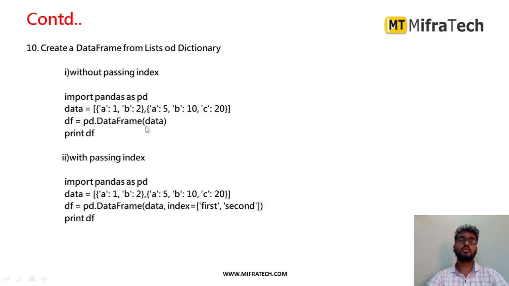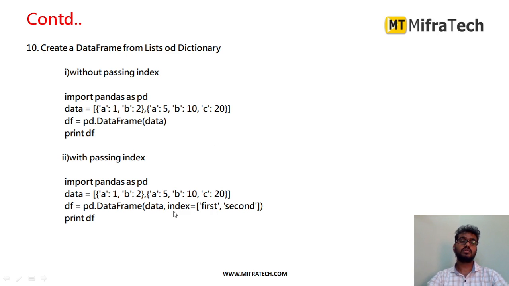So let's see how to create a data frame from a list of dictionaries. Like without passing or with passing an index, we can do it both ways. First we'll create a list of dictionaries. Here the data set we have taken, data, is a list, and inside the list we have dictionaries. So how do we convert this into a data frame? Just by passing this list which contains dictionaries as a parameter to pd.DataFrame of data. If we print, we'll get the output in the form of a data frame.